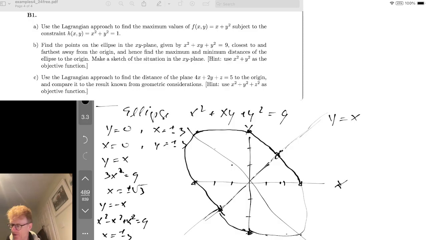Yes, farthest. I mean, my sketch is not very good. Use Desmos to plot things more neatly, but you can do it by hand. That's my point.